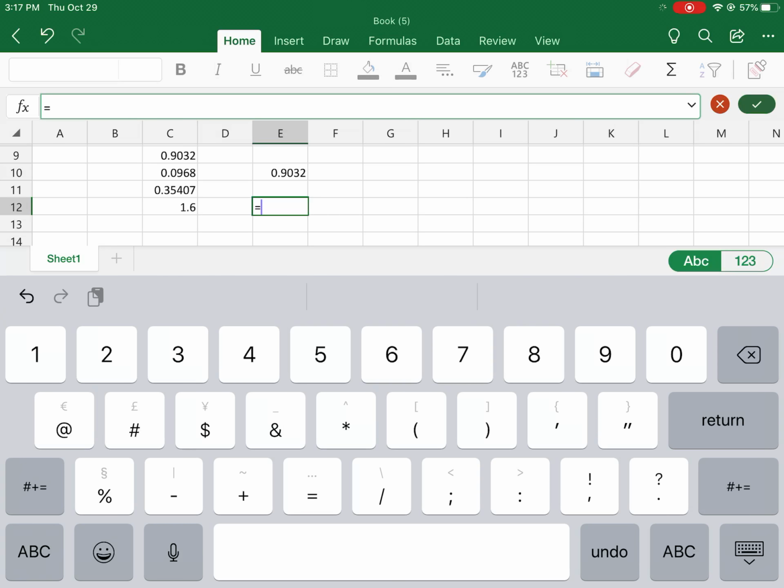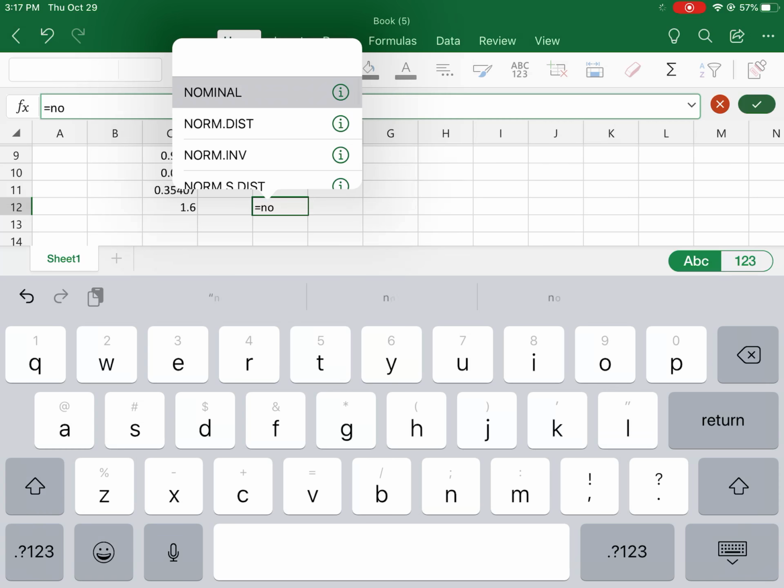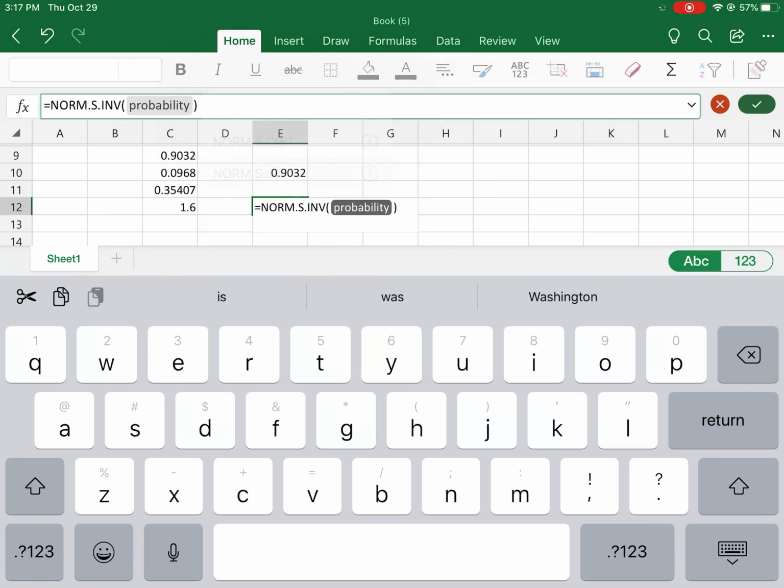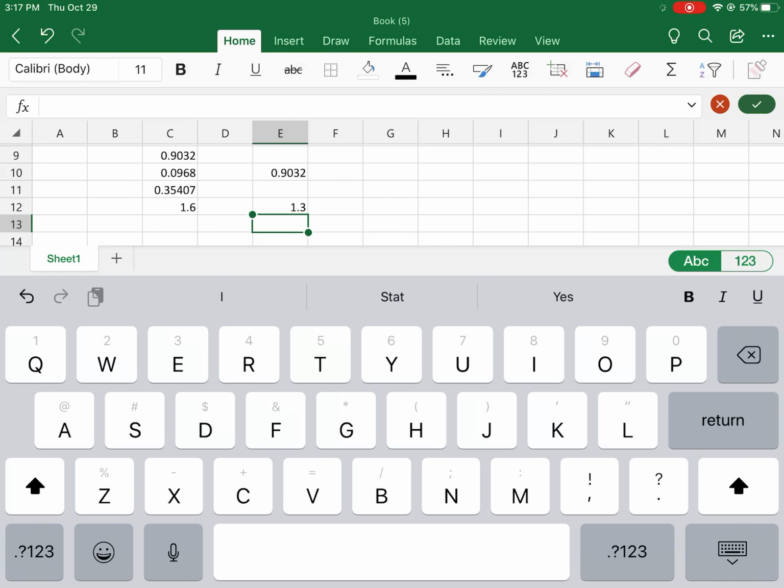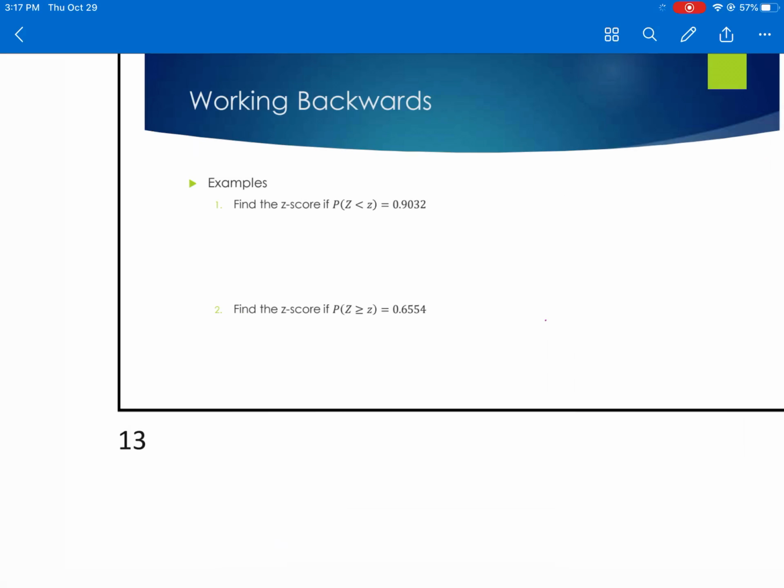Okay, so now I'm going to hit equals. And then we're going to use, so it looks very similar from the beginning, our norm.s. There it is, but we're using the inverse. Okay, now I'm going to go ahead and put in my probability. There's that, and hit enter.